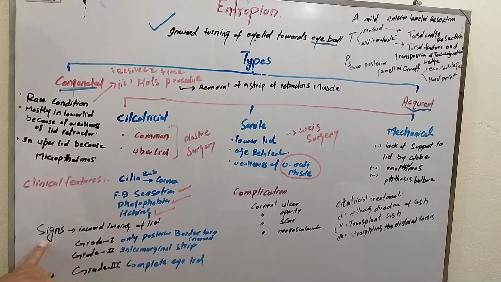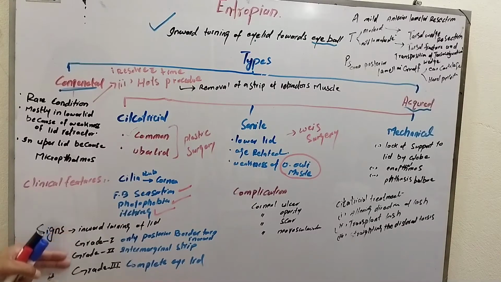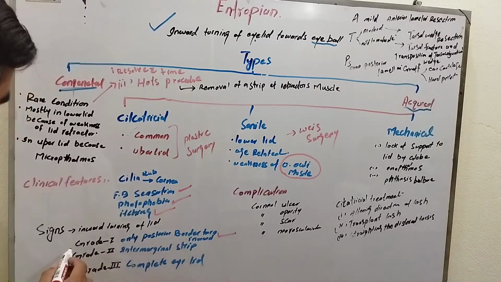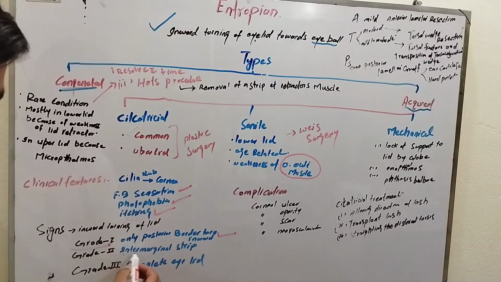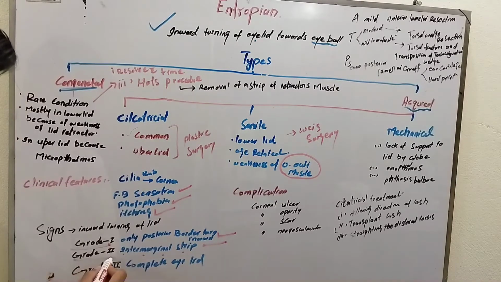Now what are the signs of entropion? Inward turning of the eyelid. Here we will divide it into 3 grades. If only the posterior border of the eyelid is turning inward, this is called grade 1. If the intermarginal strip is also turning inward, this is called grade 2. If the complete eyelid is turning inward, then this is grade 3, and this is the most severe type of entropion.